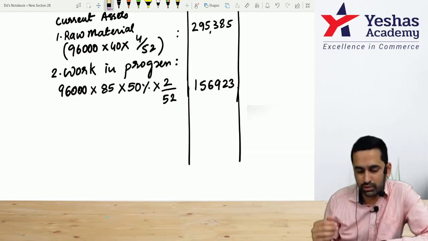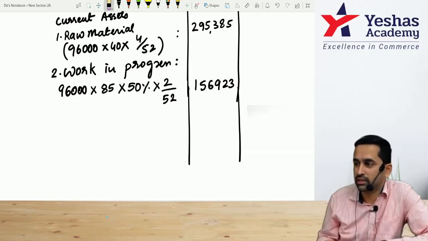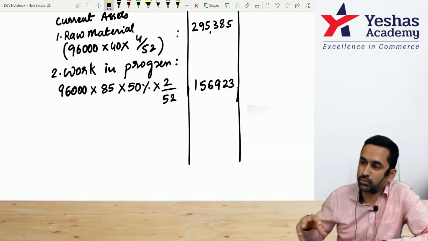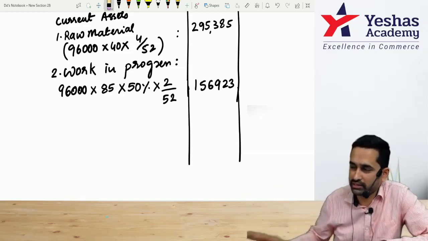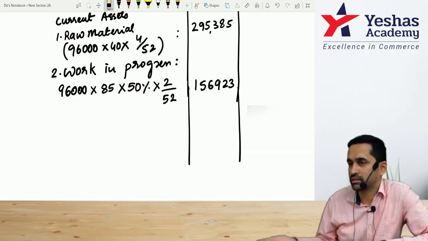Done. That means what should be the next item now? FG. Now if that is lost, then what is it, sir? You made onion dosa and then there is a fire accident. Now that is lost.